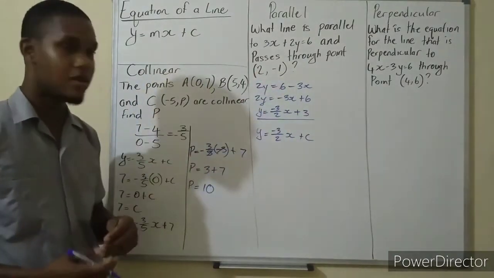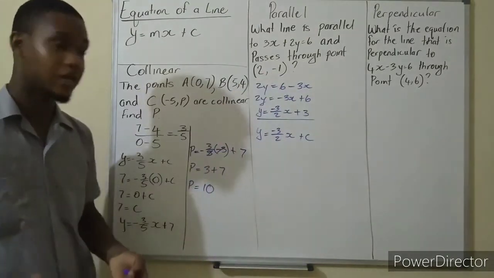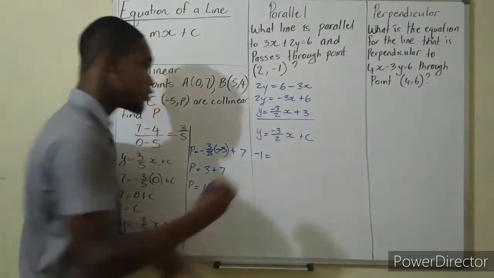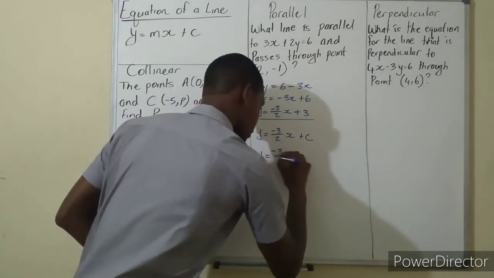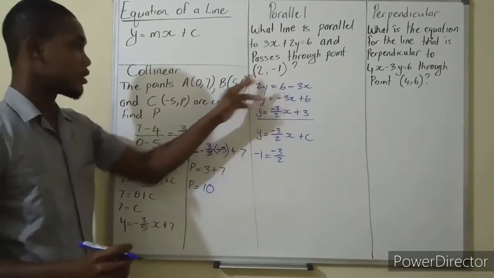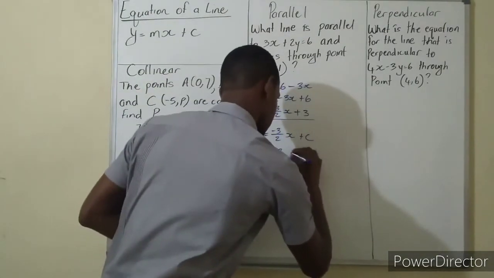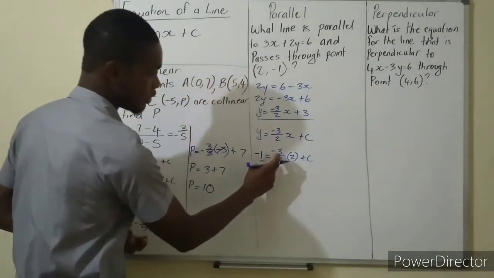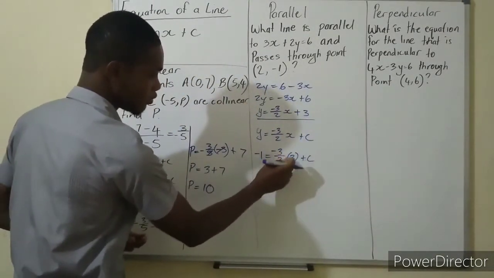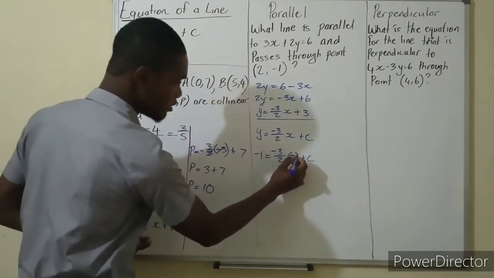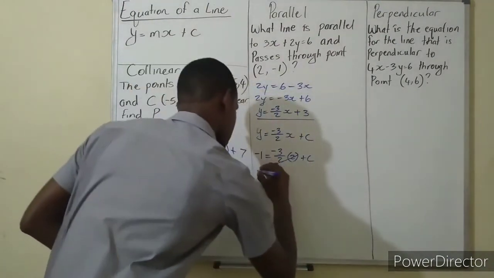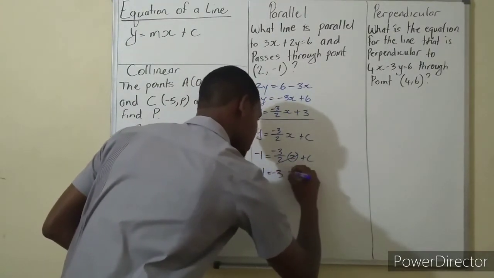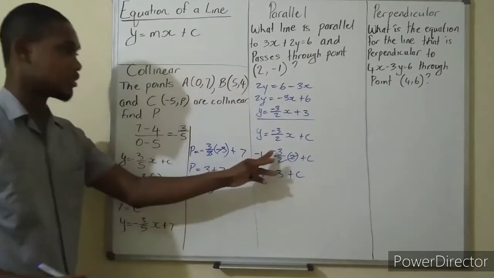So here we are given the values. y is equal to negative 1, so you'll substitute it in. So y, negative 1, equals the gradient, negative 3 over 2, times x, which is 2, plus c, which is your constant. Now you'll solve this mathematically. 2 multiplied by negative 3 over 2 means that the 2s cancel each other out. So it will give you negative 1 equals negative 3 plus c, because there's a negative sign here.